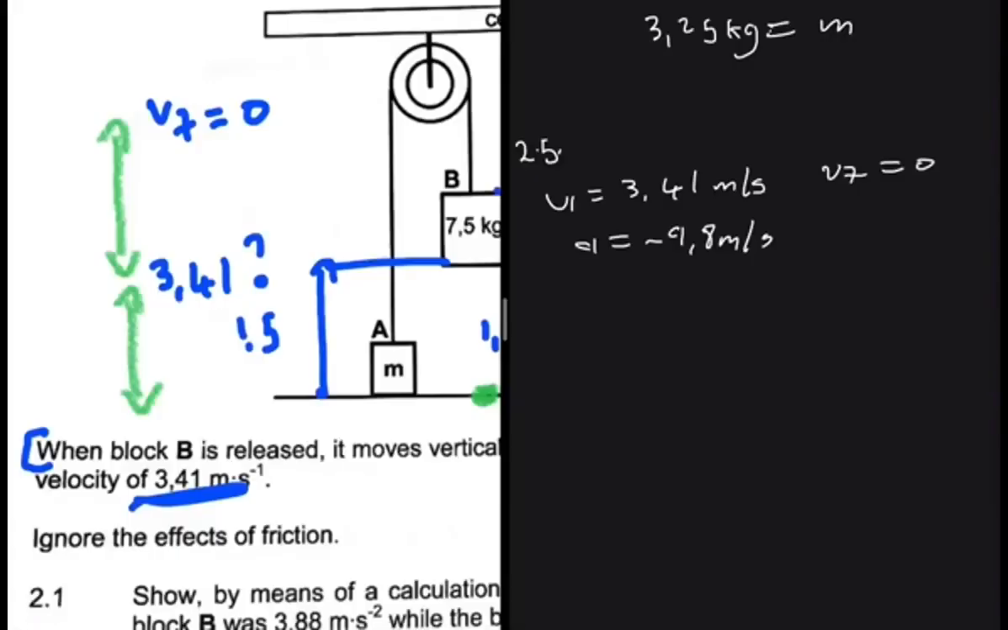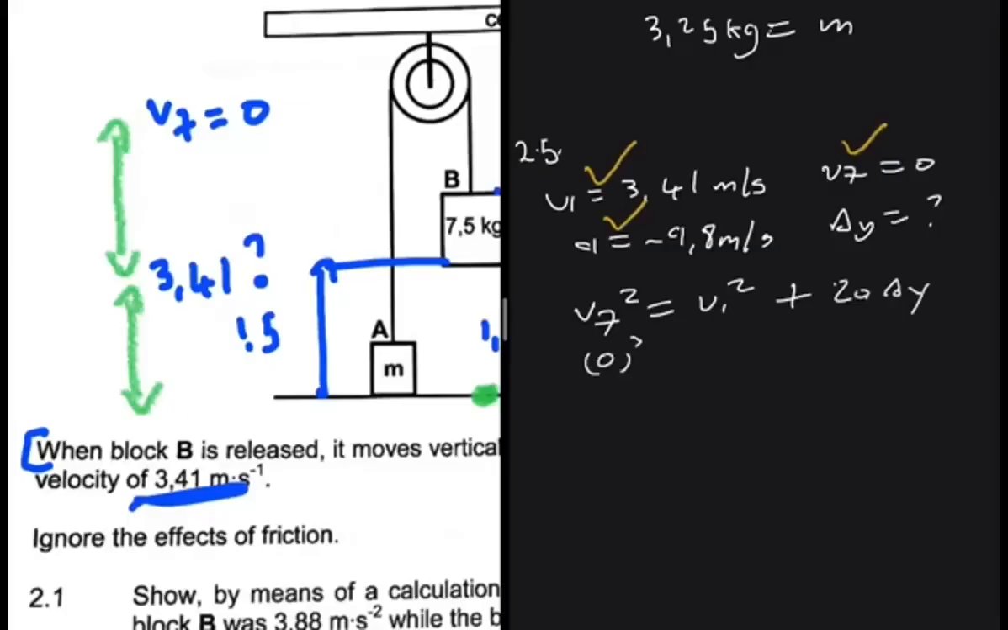Right, so we have VI, we have VF, we have the acceleration, we want delta Y. So it's easy to see now that we can say that VF squared is equal to VI squared plus 2a delta Y. So VF is 0, maximum height, and then VI, if we take up as positive, that is 3.41 squared plus 2 times acceleration, minus 9.8 because we're taking upward as positive, and then multiplied by delta Y.